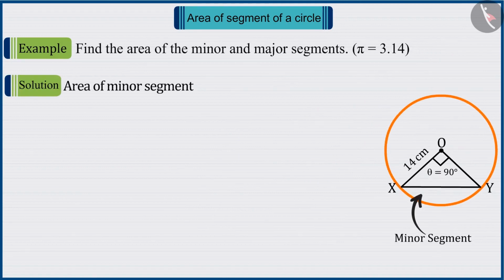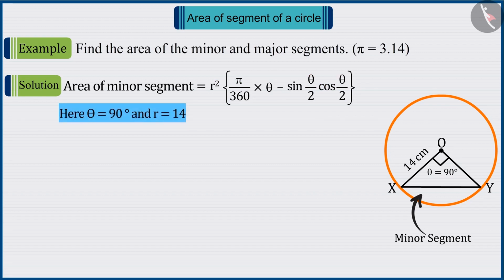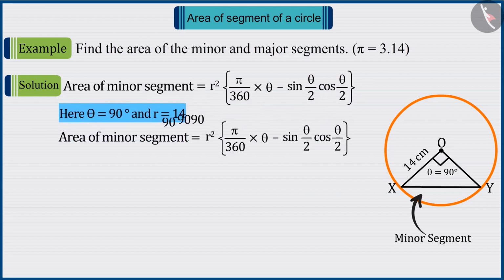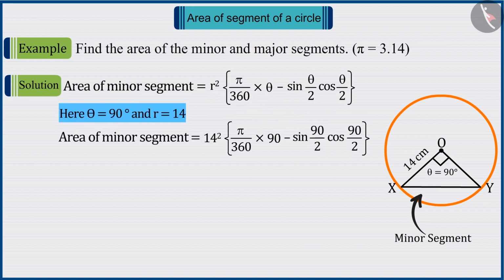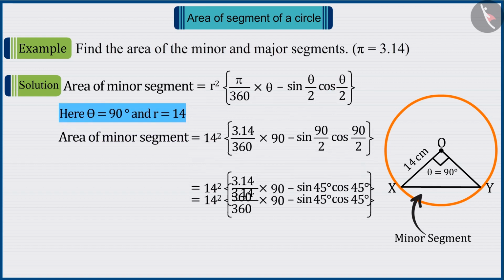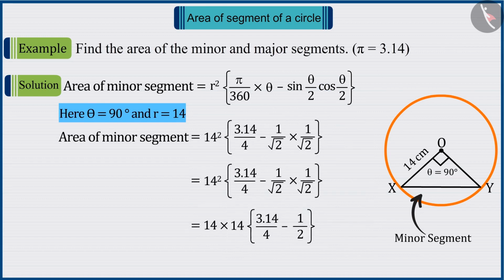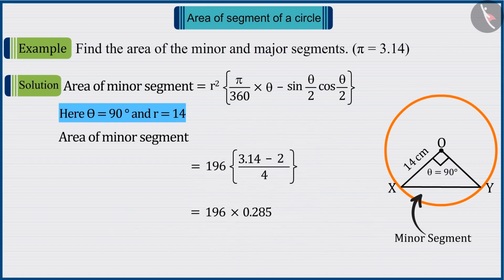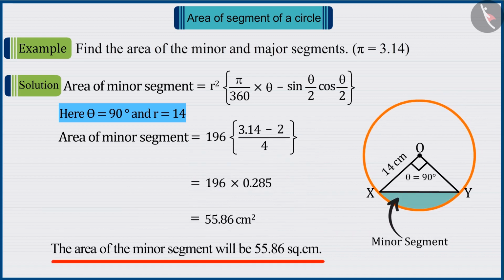The formula for the area of the minor segment is R squared multiplied by pi upon 360 into theta minus sin theta by 2 into cos theta by 2. According to the given information, on putting the value of theta and R, that is, radius, in the formula and solving, the area of the minor segment is obtained as 55.86 square centimeters.